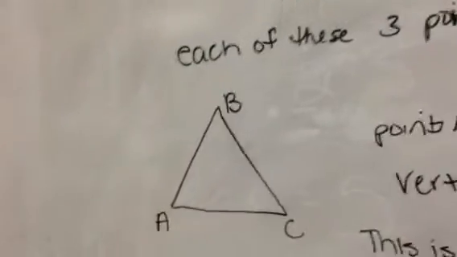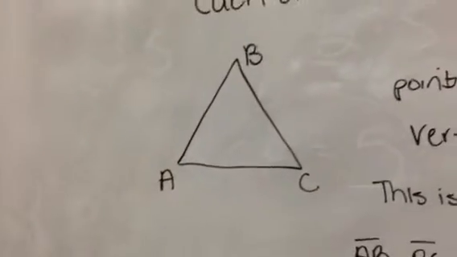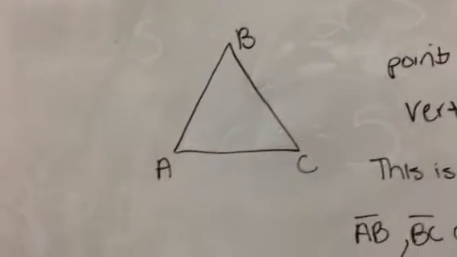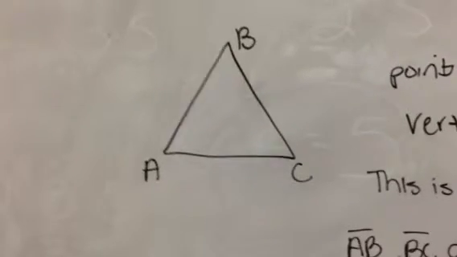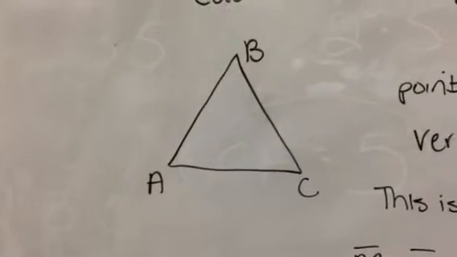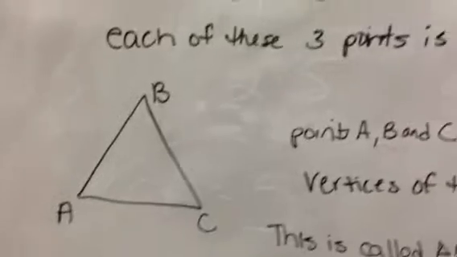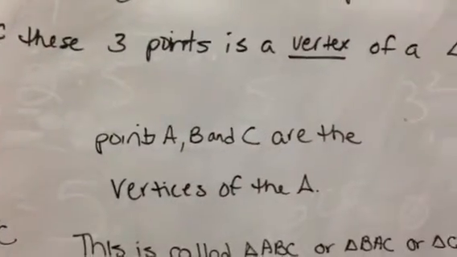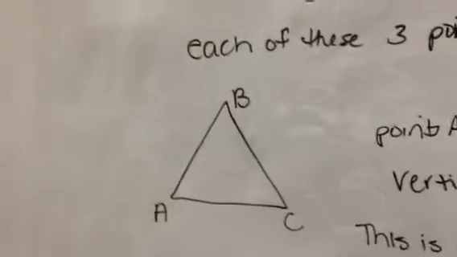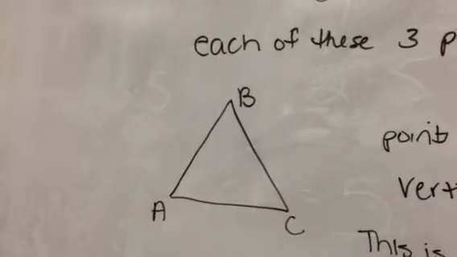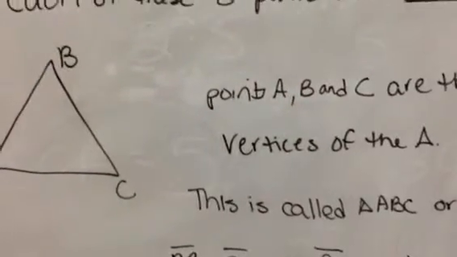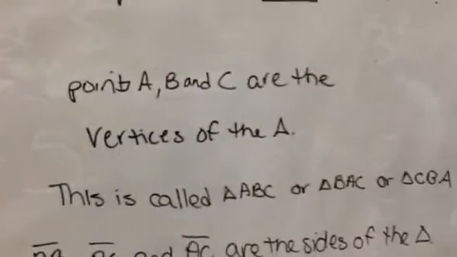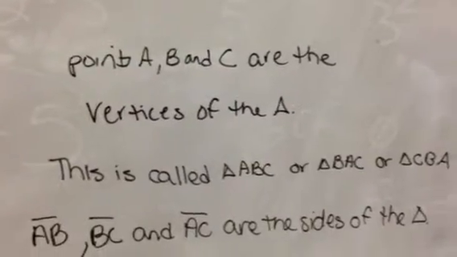So here we have it. There's a triangle; you could call it ABC or triangle BCA. As long as you put the 3 letters in order, it's fine whichever way you want to call it. But points A, B, and C are the vertices of the triangle. So you see those vertices, A, B, and C. This is also called, I told you, triangle ABC, BAC, or CBA.